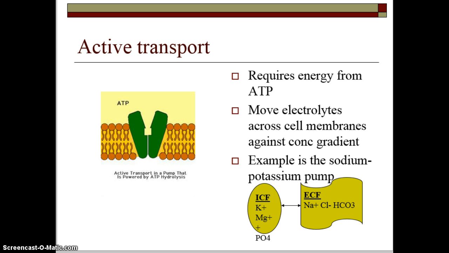We see our major intracellular electrolytes are potassium, magnesium, and phosphorus, and our extracellular are sodium, chloride, and bicarb.